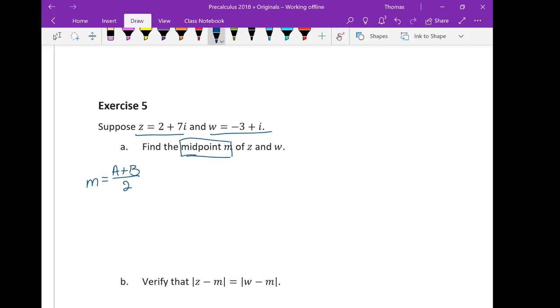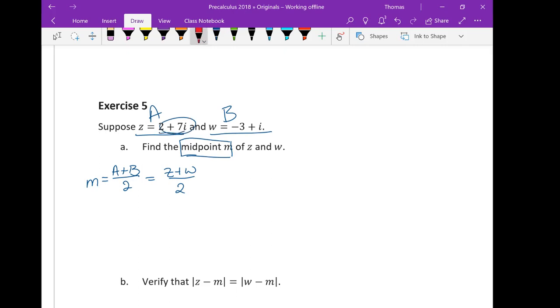So what we want to do here then is figure out what our a and b are. Well, let's call z a and call w b. So I'll just rewrite it with those: z plus w all over 2. All right. Now, all we have to do is substitute what z and w actually are.